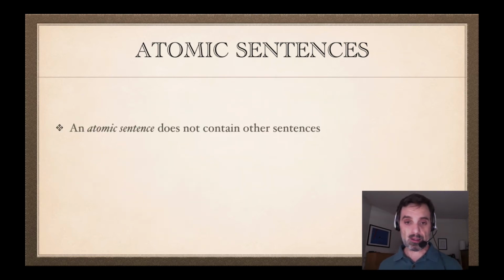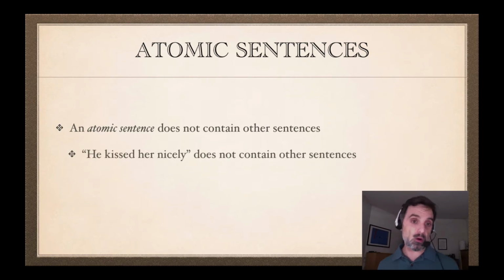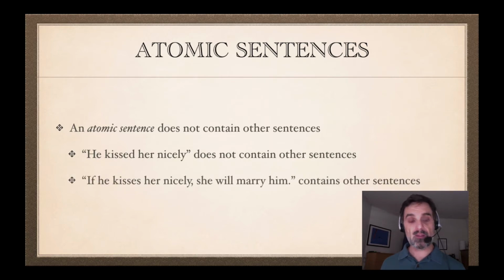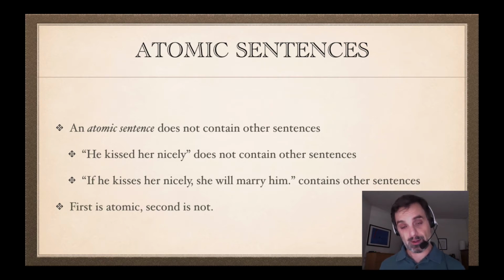An atomic sentence does not contain other sentences. He kissed her nicely. It has parts like he and kissed, but it doesn't have any sentences as parts. So it's atomic. On the other hand, if he kisses her nicely, she will marry him. That does contain other sentences. It contains the sentence, he kisses her nicely, and it also contains the sentence, she will marry him. So that's not atomic. The first is atomic because it does not contain other sentences. The second is not atomic because it does contain other sentences.